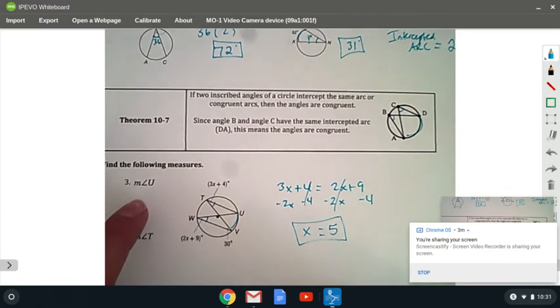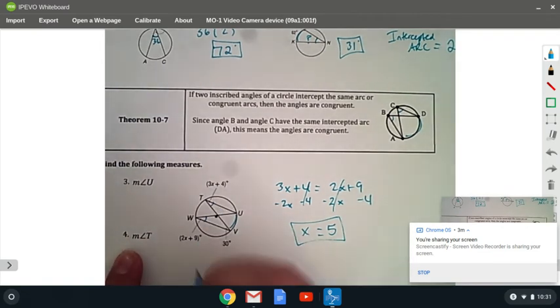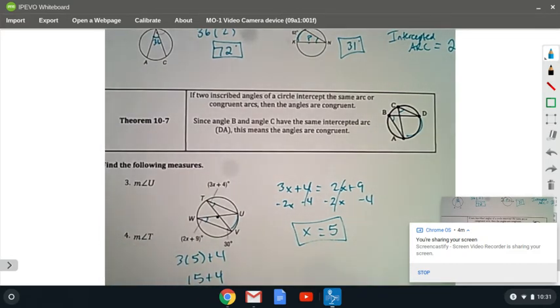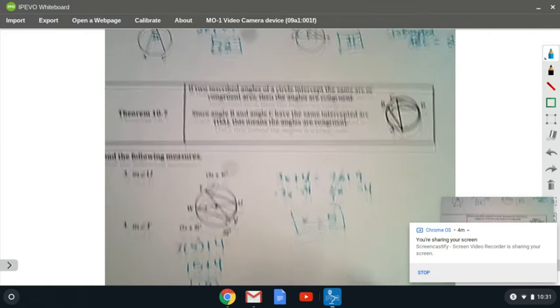So angle T is 3x plus 4. I'm going to plug in that 5, which gives you 15 plus 4, which is 19. So angle T is 19.